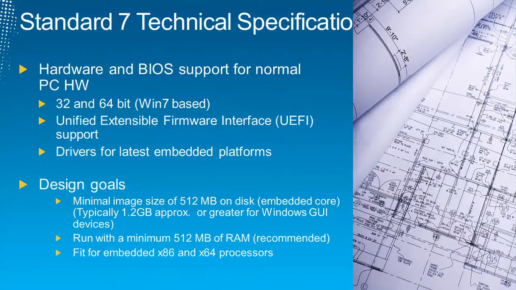Looking at the technical specifications, they're pretty much the same as for Windows 7 because you're running the same bits. So every system that is able to run Windows 7 should be able to run Embedded Standard as well. The design goals for Embedded Standard are around 512 megabyte on disk. And, well, that's just the basic minimal system. You can't do a lot of stuff with a 512 embedded core system. So typical systems which are usable begin slightly over 1 gigabyte of disk footprint.